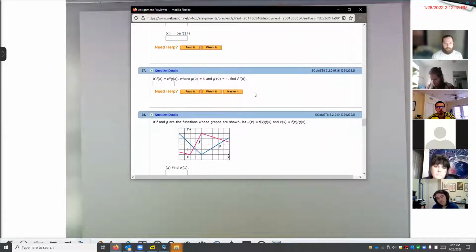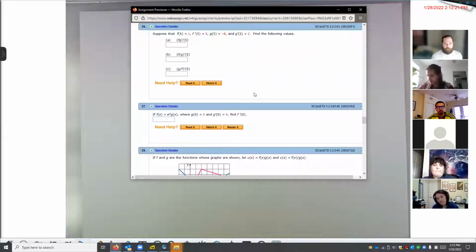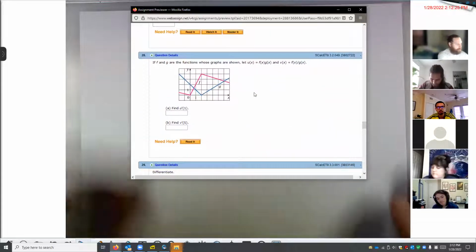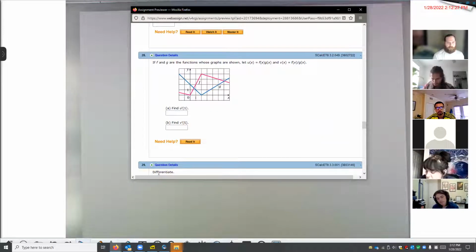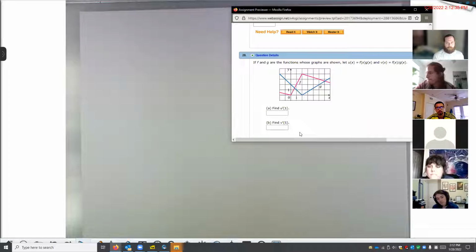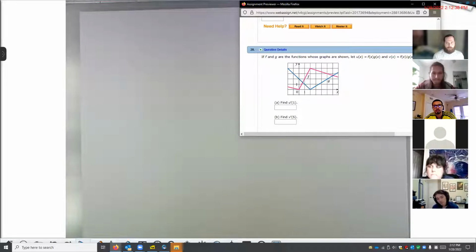I don't want to spoil the good stuff for you though. Let's do it. All right. So rather than copying down this whole graph, let me play it like this. So the function u is f times g.